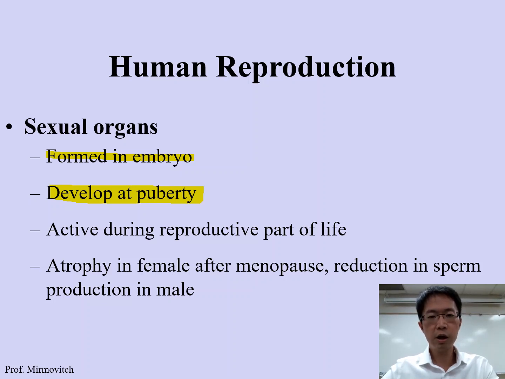For men, we are sexually active, it can last for a lifetime. And then atrophy after menopause, yes, menopause is a big thing. Reduction in sperm, yes. So the difference between men and women is that after menopause, women stop making eggs, so they stop ovulation. But for men, this is just a decrease in sperm production. Men still make sperm at old age, it's just a lot less.